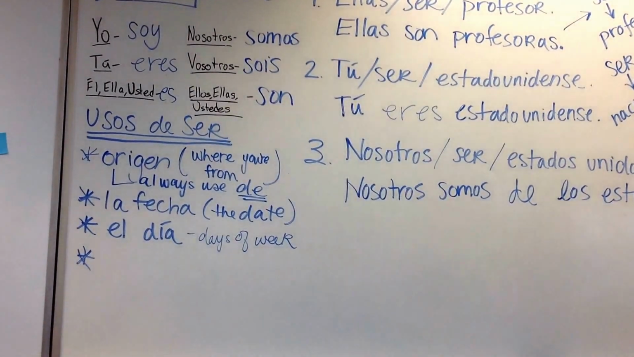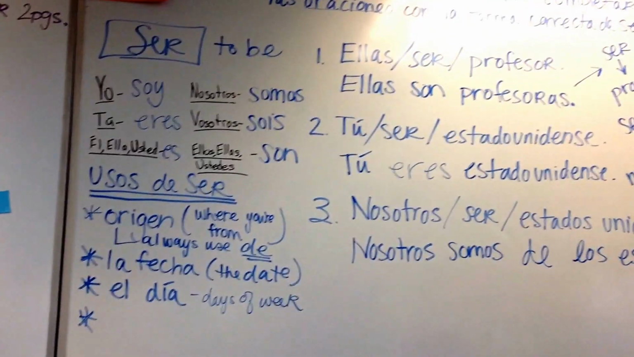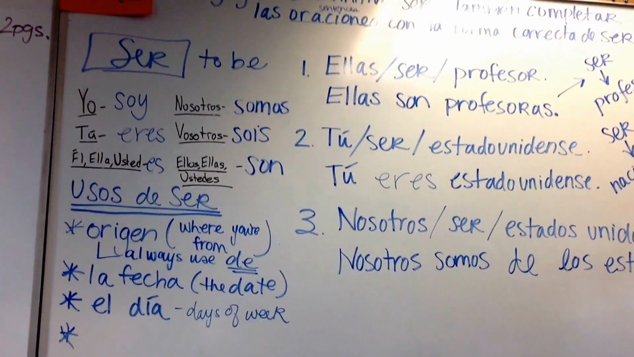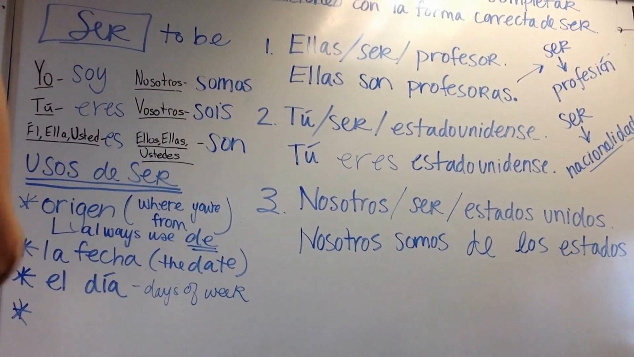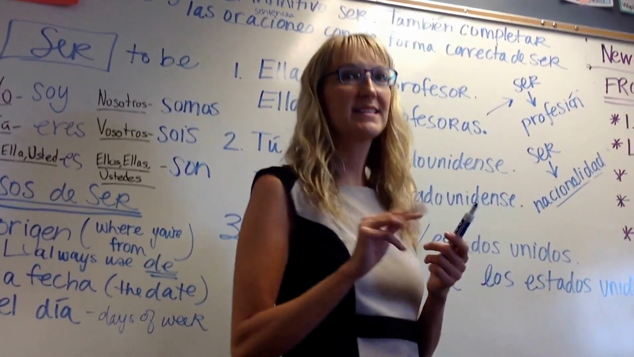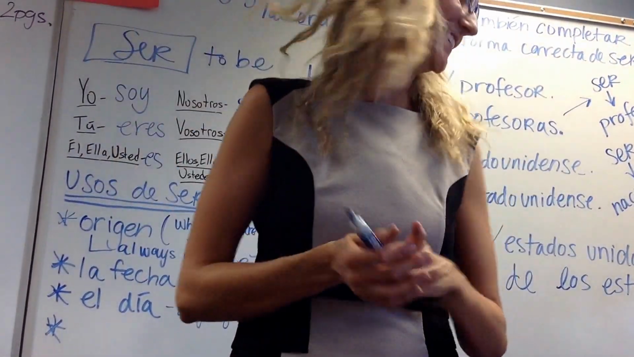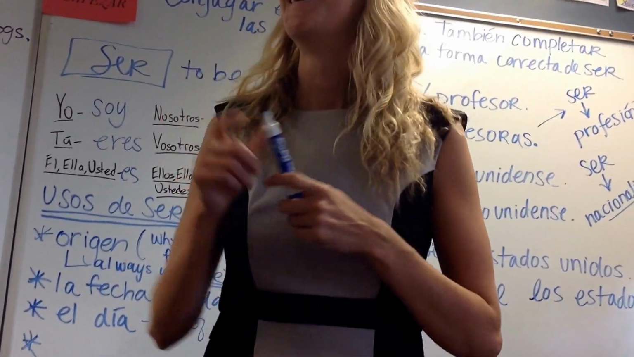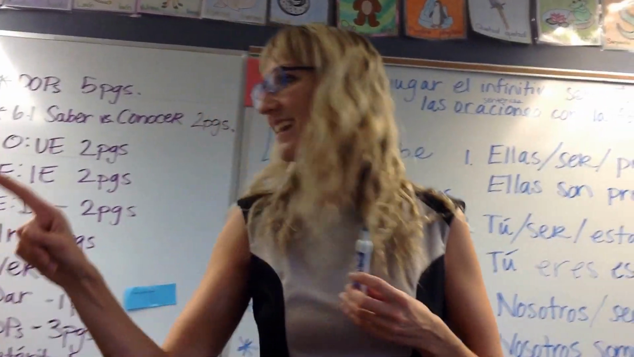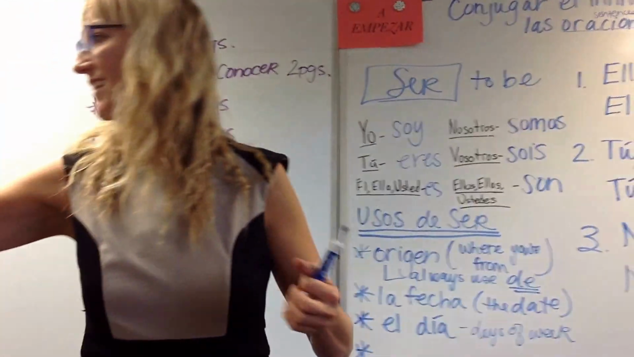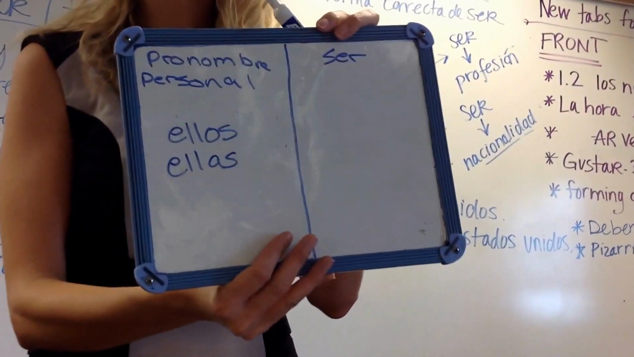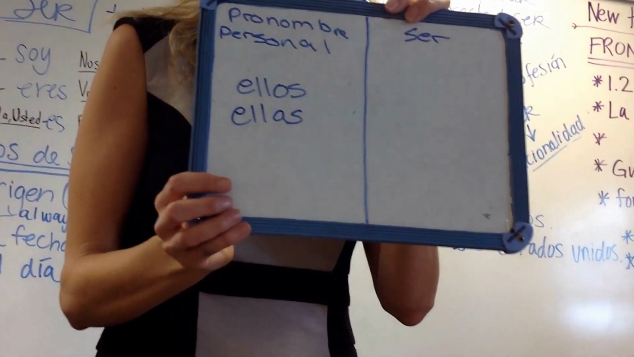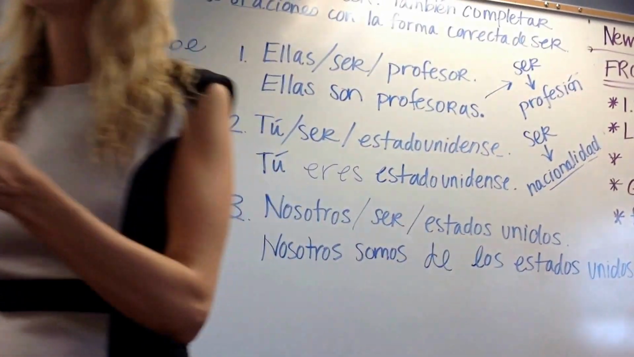Okay, let me see. They. There's two ways to say they. Got it. Muy bien. Perfecto. We have, repite: ellos, ellas.